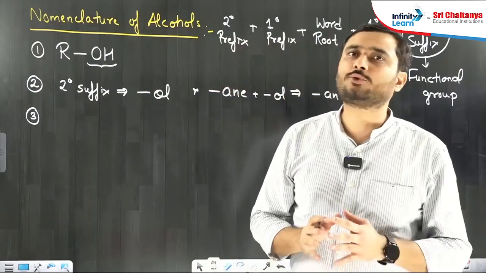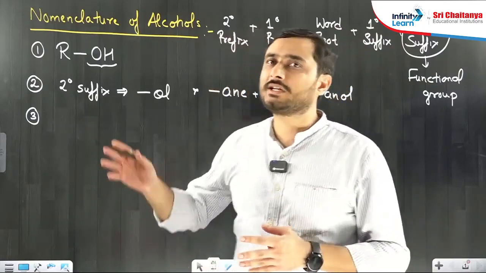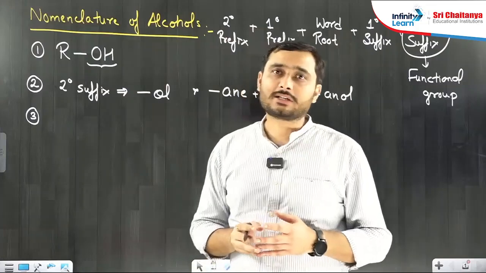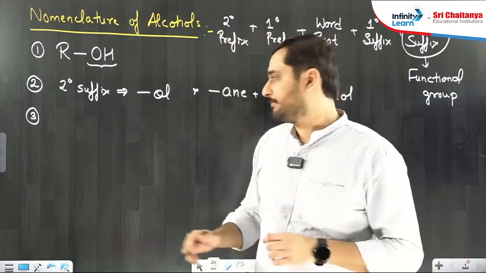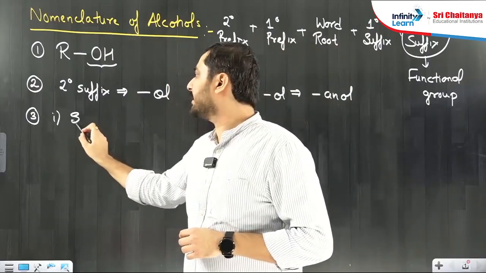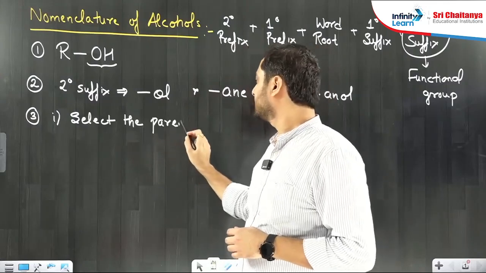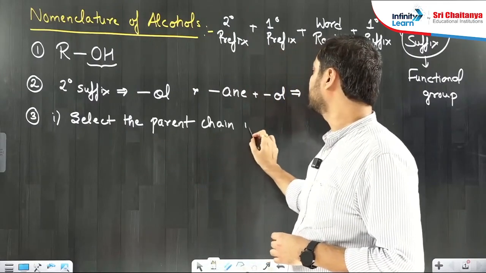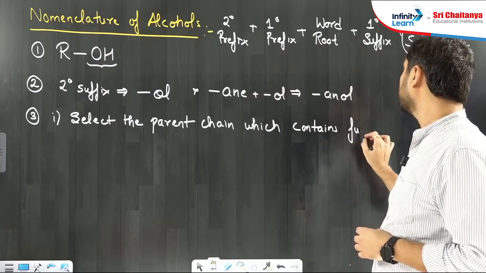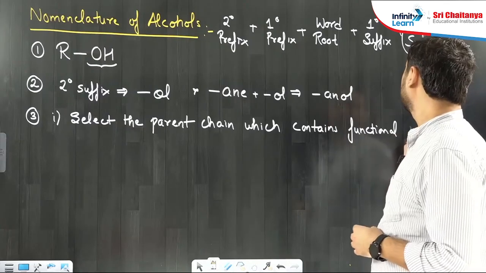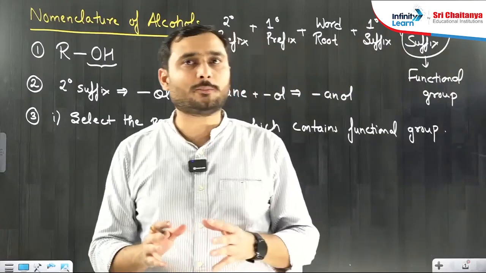Now third, there are simple rules for nomenclature. First rule is always we have to select the parent chain. Now we have to select that longest chain of carbon atoms which contains this functional group, because now we are discussing nomenclature of functional groups. So this OH group should be present in the parent chain. So first point in third rule is select the parent chain which contains the functional group. So we'll select that longest chain of carbon atoms in which the functional group, that is OH group, is present.